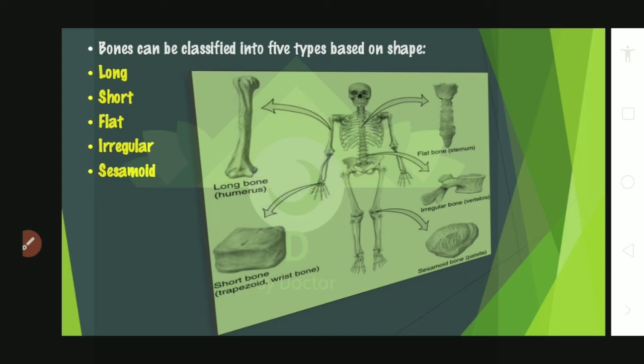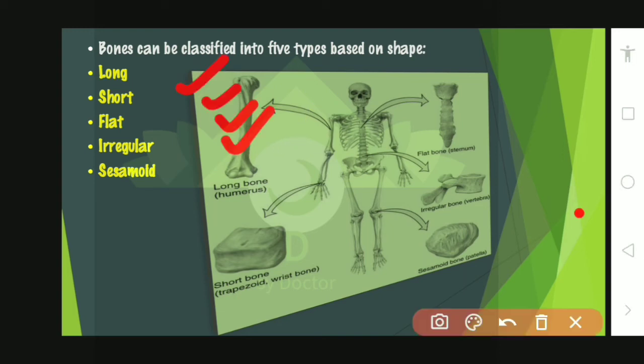You can see here, this is a long bone. Here, this is a long bone. Femur, tibia, fibula, radius, ulna, these are all long bones. They are examples of the long bones. So short bones are like the trapezoid, wrist bones. These are all examples of the short bones.